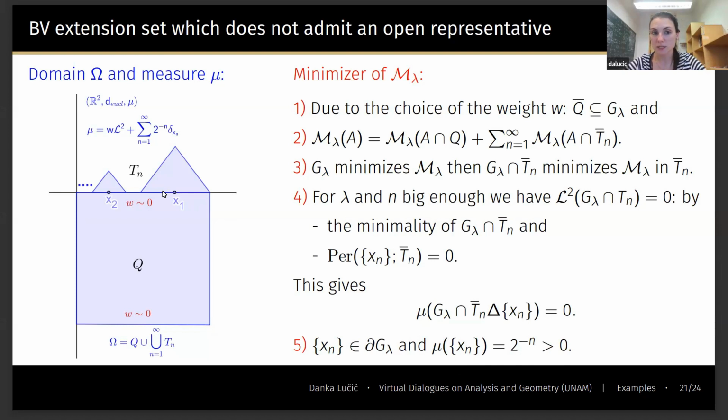It has a closed representative because with respect to this measure and using this fact, you can always add the boundary itself to the minimizer, and the perimeter doesn't change. So for this reason, you can always add the boundary itself. So the minimizer will have a closed representative, and it is still an extension domain, but it doesn't have an open representative.